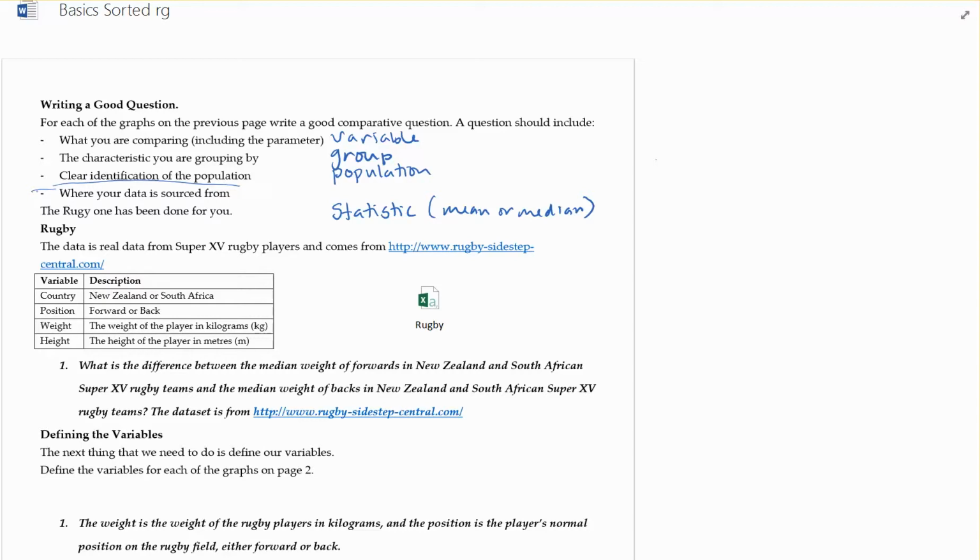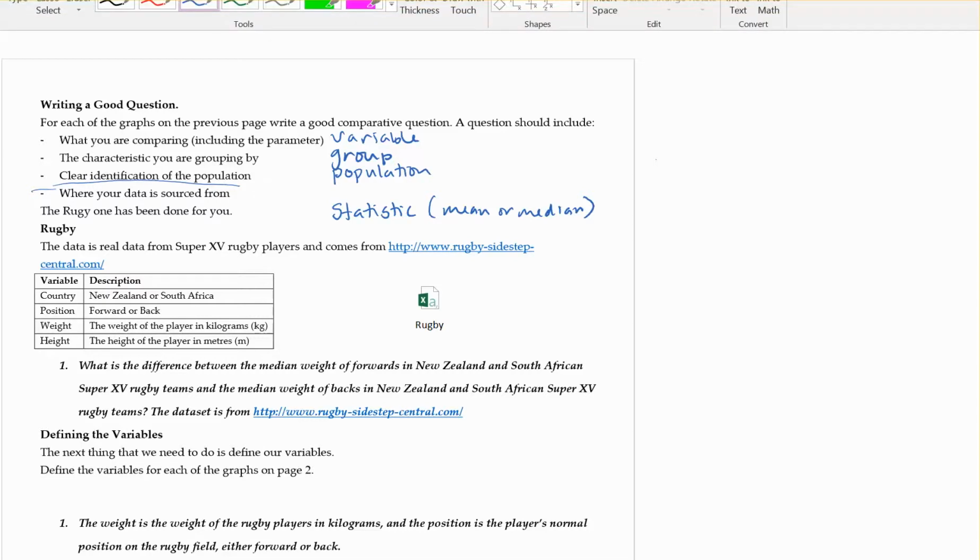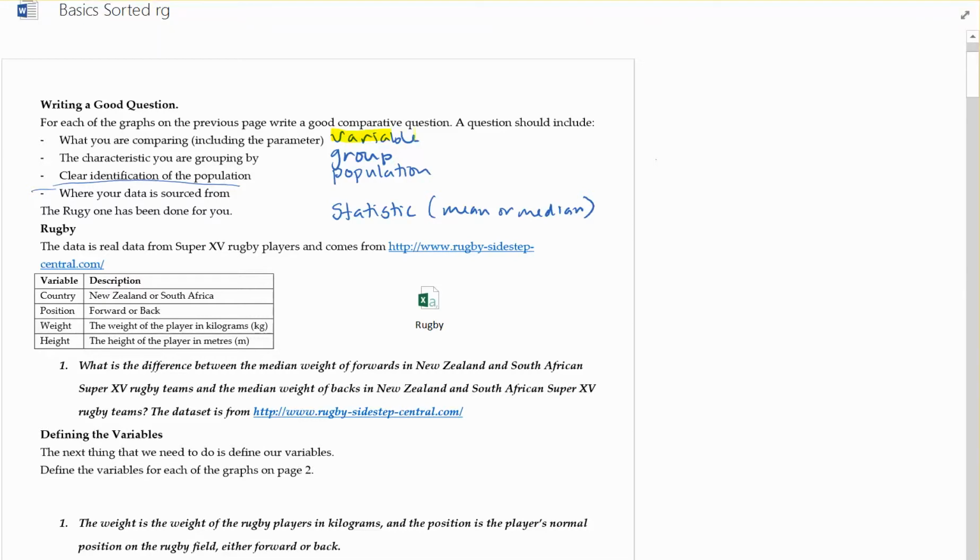So if we look at our first question here, if we are going to think about defining the variable, first thing we're going to look at is a rugby situation. So we've been given a data set of real data from the Super Rugby players, and our data link is given to us here. There's also the spreadsheet you can download to run in Insight here. And this is basically all the information that's been given to us.